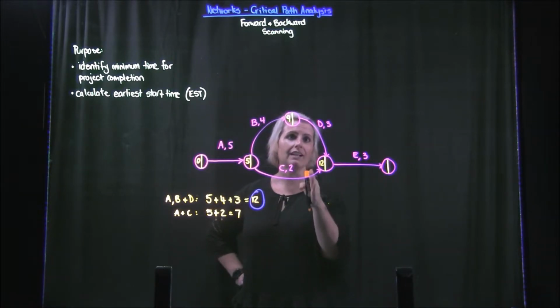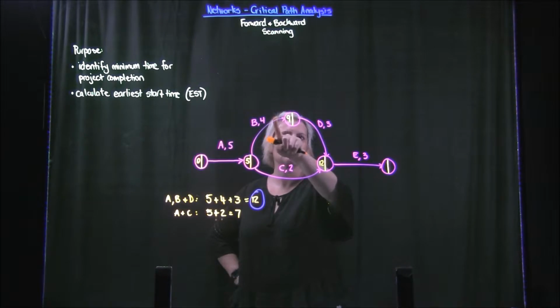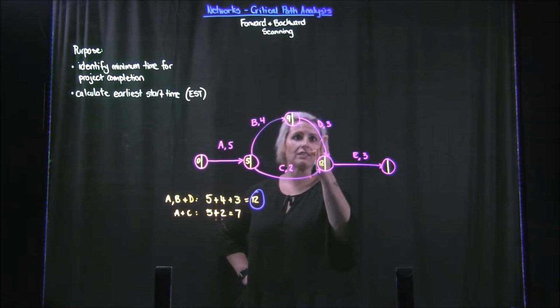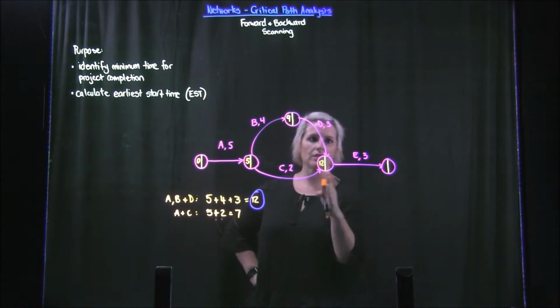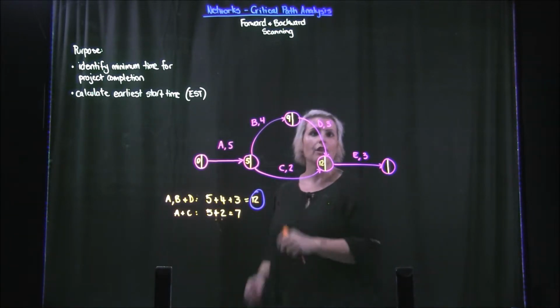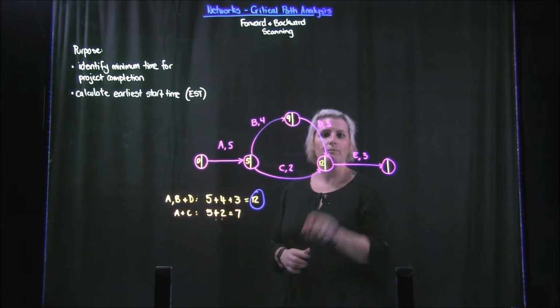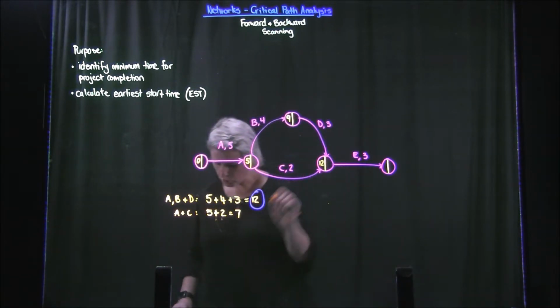So if we started at 7 minutes, these ones up here wouldn't be done. We'd still be finishing B. We wouldn't have even started D, so we wouldn't be able to start E. So the earliest start time is going to be the largest of the pathways through. So in this case, 12.